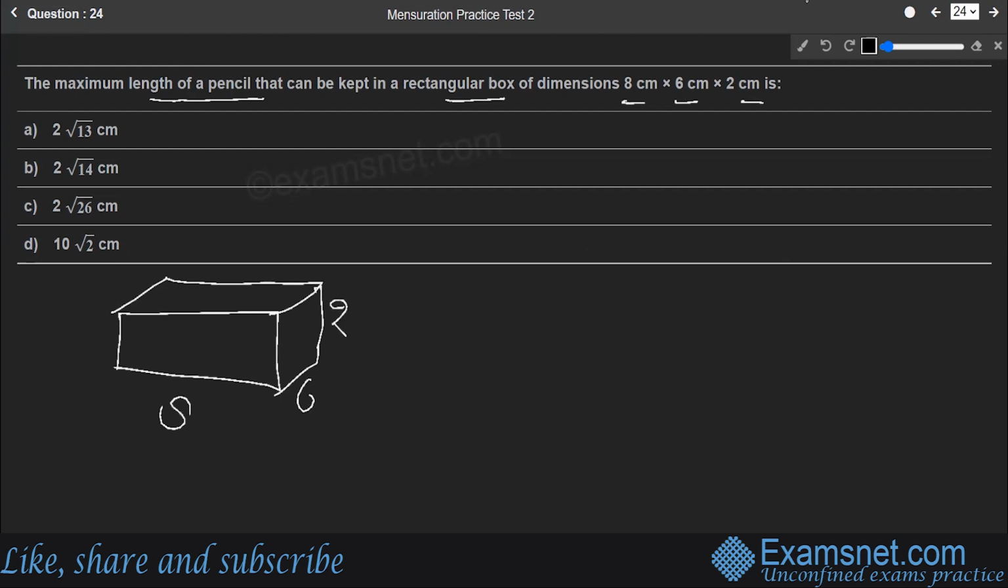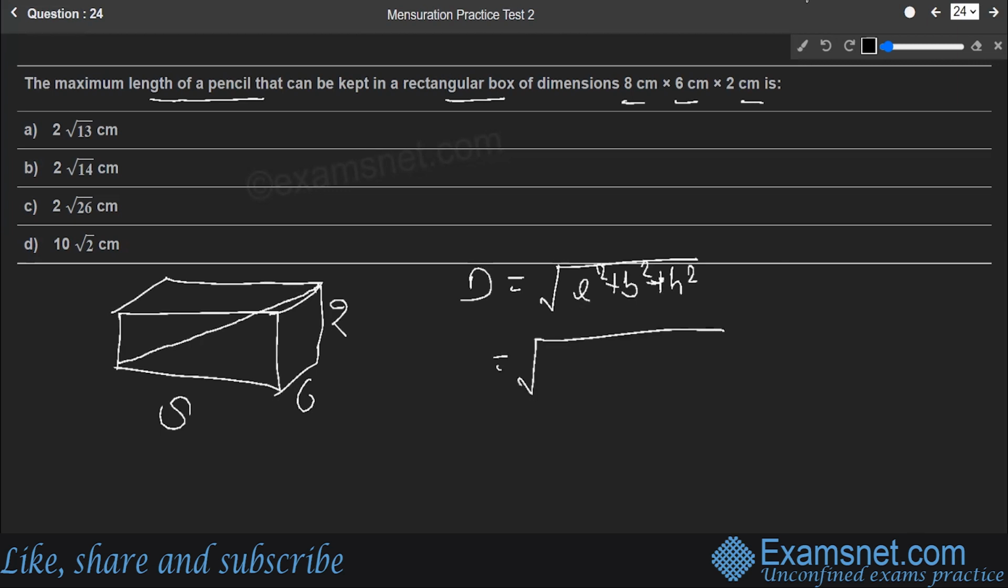Now, we want to calculate the maximum length of pencil that can be kept. So the maximum length of a pencil can be simply the diagonal. So we actually want to calculate the diagonal length. That will only be the maximum length of pencil that can be kept inside. So the length of a diagonal of a cuboid is given by under root of L square plus B square plus H square. That is the formula for the length of a diagonal of a cuboid.